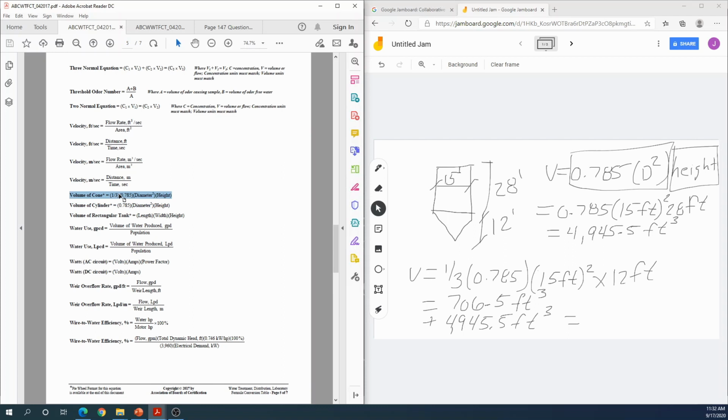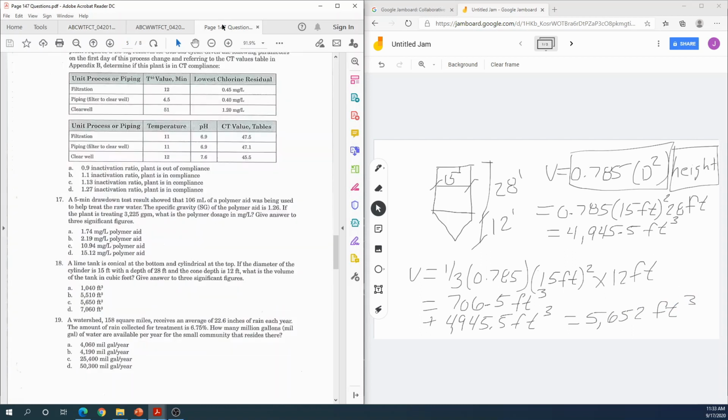We add these two together. We get 5,652 feet cubed. However, they asked us just to provide three significant figures. So we're going to round to three figures. So we're essentially going to drop off this 2. We get 5,650 feet cubed. Answer C.